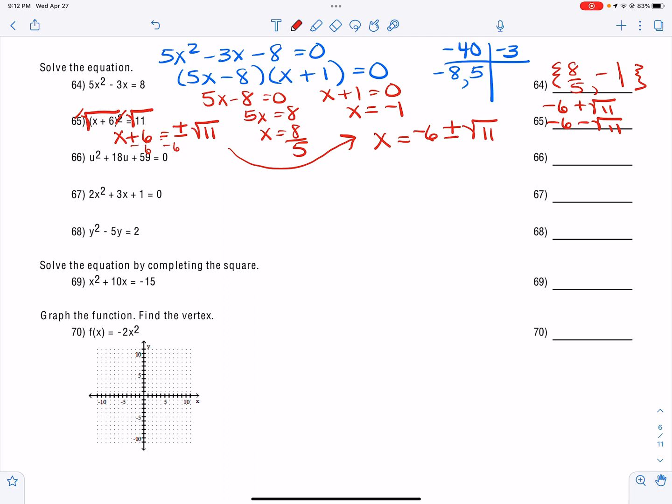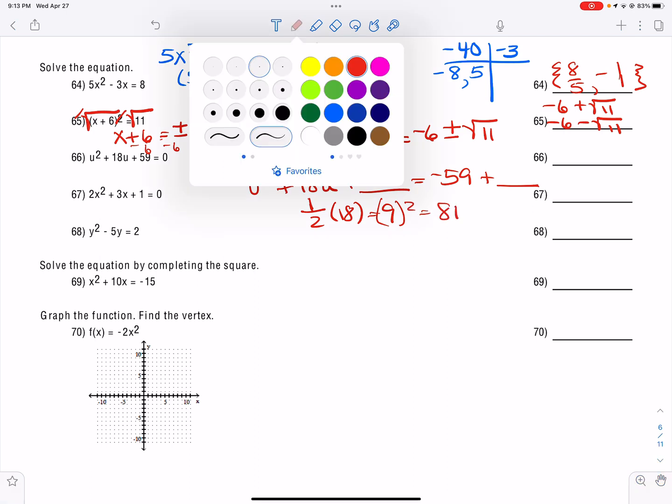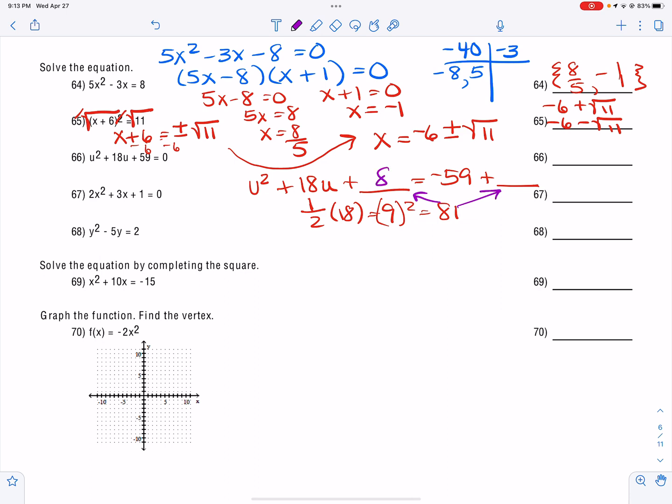Now the next one, just to practice, let's go ahead and complete the square with that one. So I'm going to come over here and I'm going to do u squared plus 18u plus blank equals negative 59 plus blank. Okay, so I had to move the 59 over. Now I'm going to take half of 18, which is 9, and square it, which is 81. And that goes in the two blanks. And then I will factor u squared plus 18u plus 81 as u plus 9, quantity squared, and 81 plus negative 59 is equal to 22.